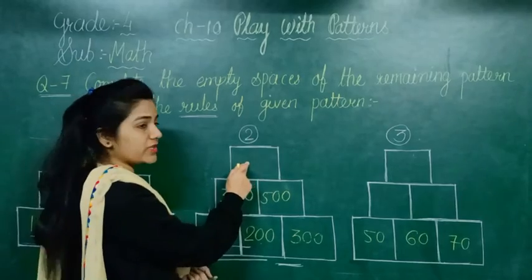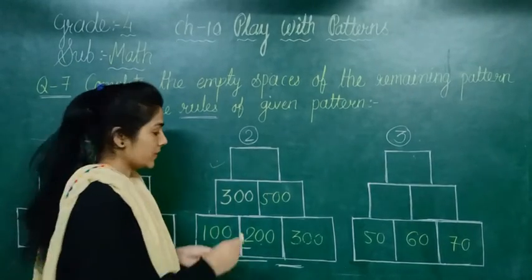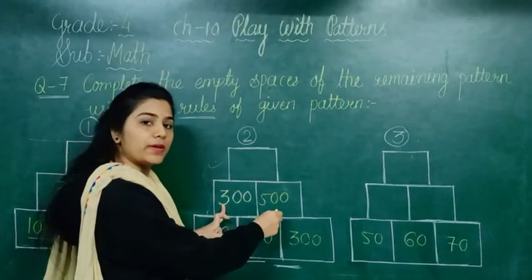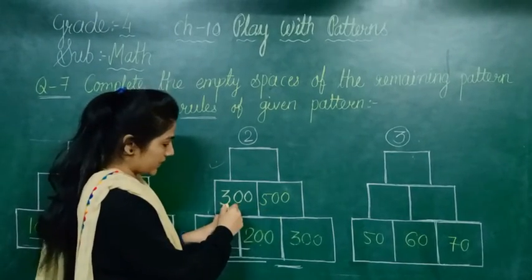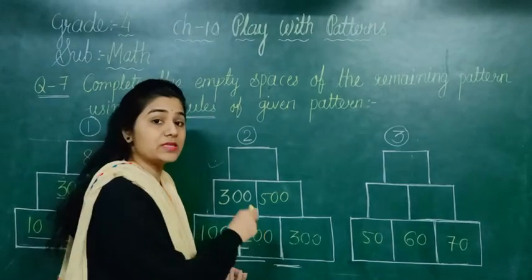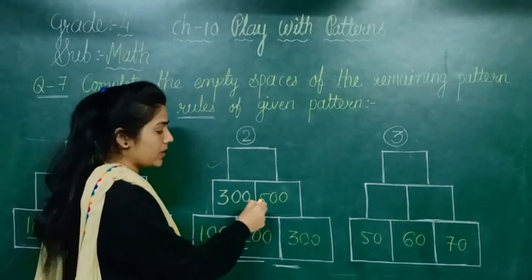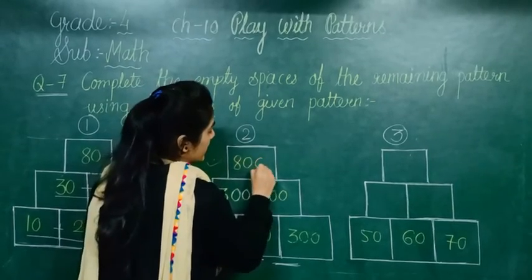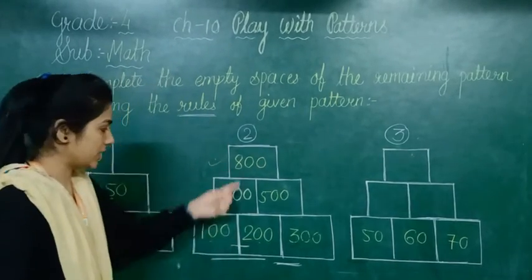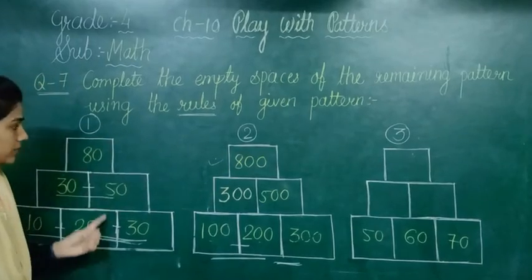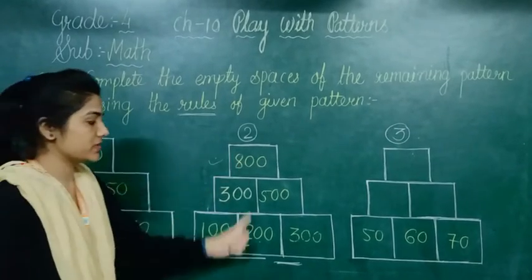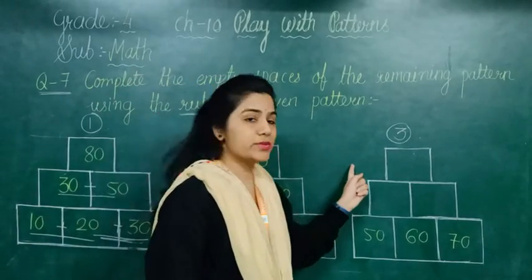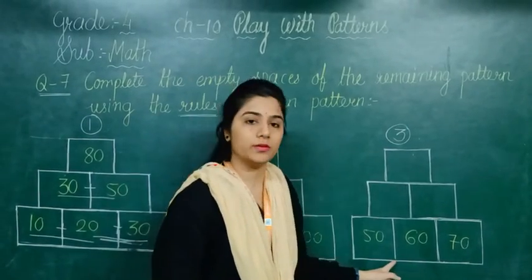Now it's the turn of this box, right? We have just 2 numbers, which are 300 plus 500. So 3 plus 5 is 8. That means 800. 300 plus 500 make 800 as the addition. So, same as number 1, we have done this second pattern with the same rule. Now, using this same rule, we fill the third pattern.